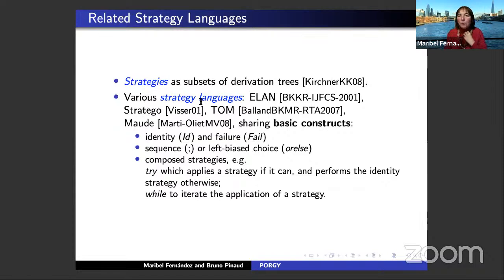We also got inspiration from Elan, which was a language. This language, Elan, uses terms, not graphs. So the notion of strategy there is a little bit different, because in a tree you can talk about the direction of the rewriting being going to the subterms, to the leaves, or outermost or innermost, which we replicated in PORGY with the notion of position. So we took some inspiration from Elan, which was developed in Nancy, again by Hélène's group around 2001. Stratego, a language, was also developed around 2001. Tom is a version of Java with strategies.